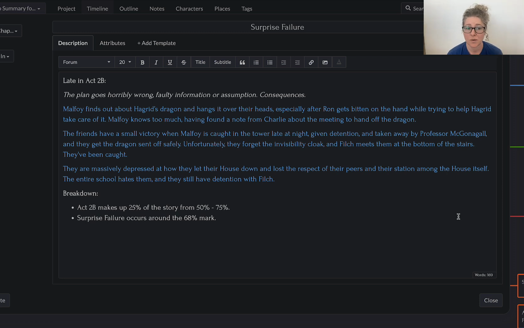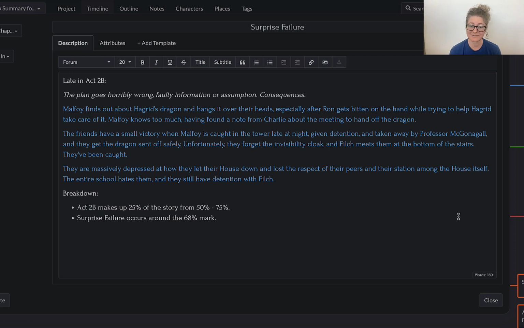The plan goes horribly wrong: faulty information or assumption, consequences. Malfoy finds out about Hagrid's dragon and hangs it over their heads, especially after Ron gets bitten on the hand while trying to help Hagrid take care of it. Malfoy knows too much, having found a note from Charlie, Ron's brother, about the meeting to hand off the dragon. The friends have a small victory when Malfoy is caught in the tower late at night, given detention and taken away by Professor McGonagall. And they get the dragon sent off safely.